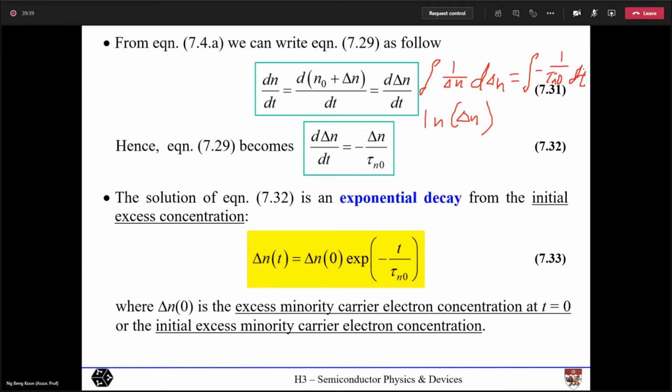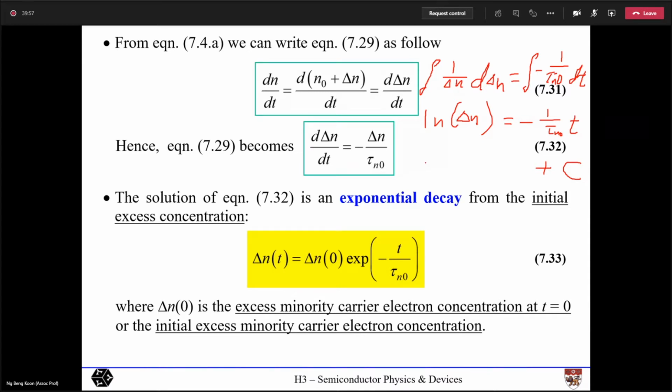And on the right hand side, what you have there is a constant. So if you integrate that, you have just 1 over tau N naught multiplied by t, because it's just a constant, and then plus some c.